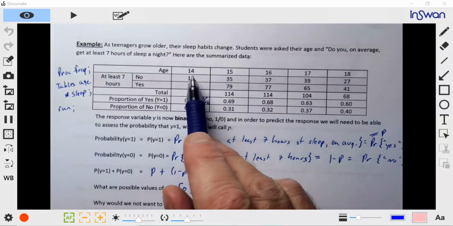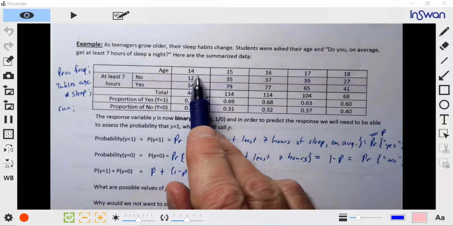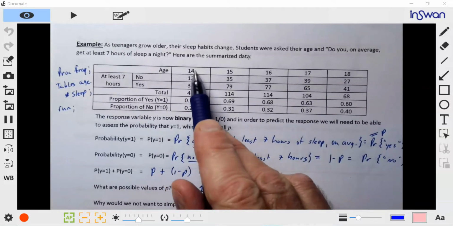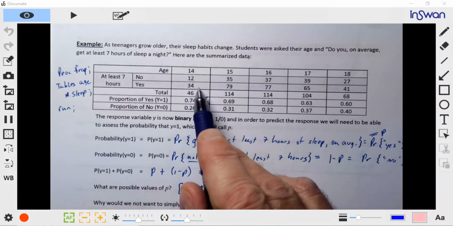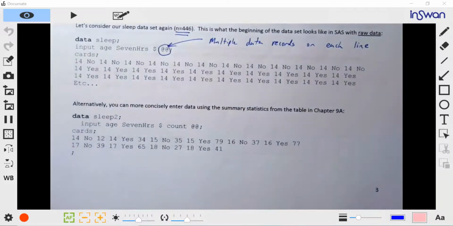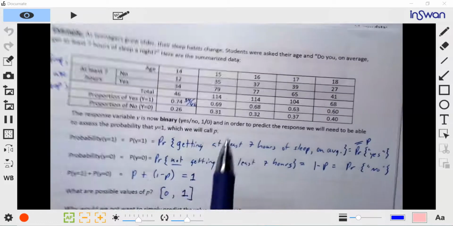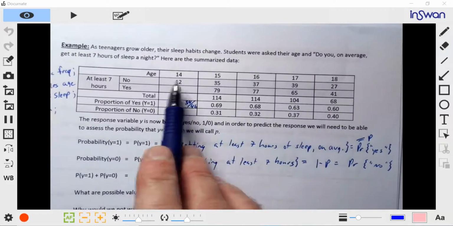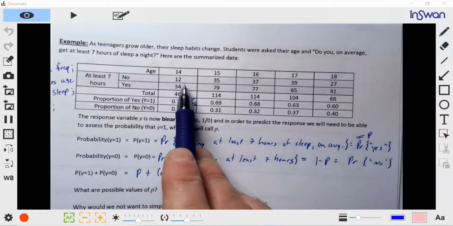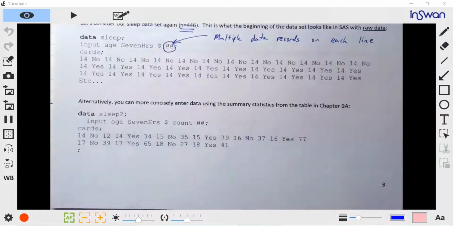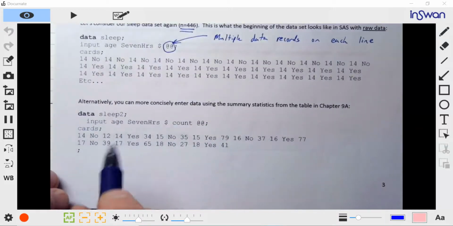So remember we had ages 14 through 18. So the first column, there were 12 students who said no, they did not get at least 7 hours of sleep, who were also age 14. And 34 said yes. So we can enter the data exactly as we have them in this table because we don't actually need all the individual students listed out. We know how many of each were in each category.